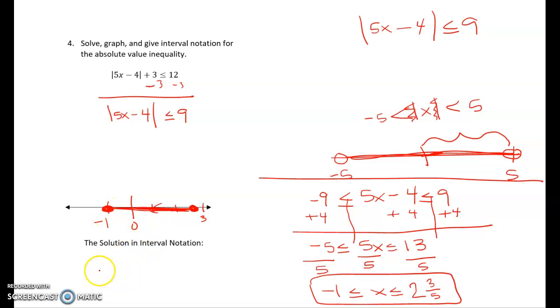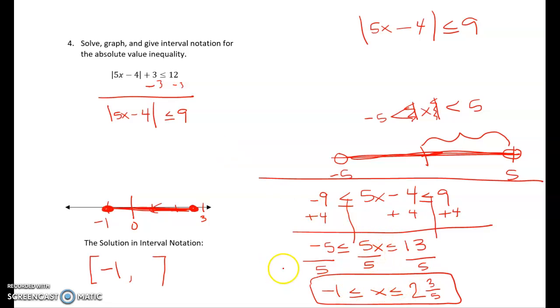So in this case, it's -1. Now, because -1 is a closed circle, we're going to have a bracket around it. And then we're going to go up to the number 3. Again, it has a bracket. Oh no, it's not 3. That's what happens when you do it separate than the other one.